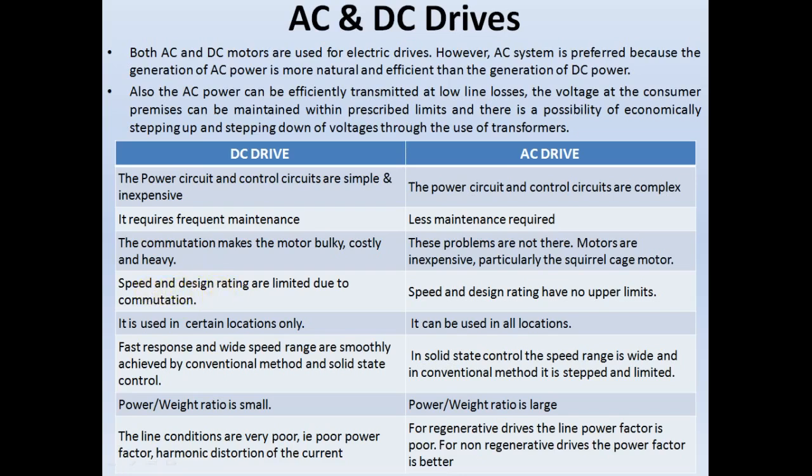Another distinguishing feature is regarding the environment. The DC drive can be used in certain locations only, whereas AC drives can be used in all locations. This is also a major distinguishing factor. In the case of DC drive, the power per weight ratio is small, whereas in the case of AC drive, the power per weight ratio is very large.